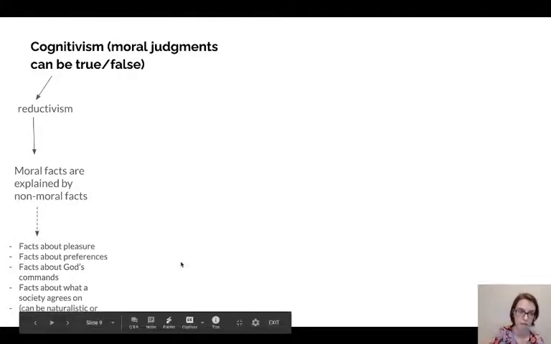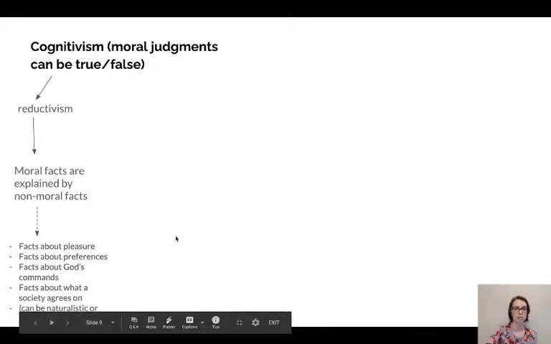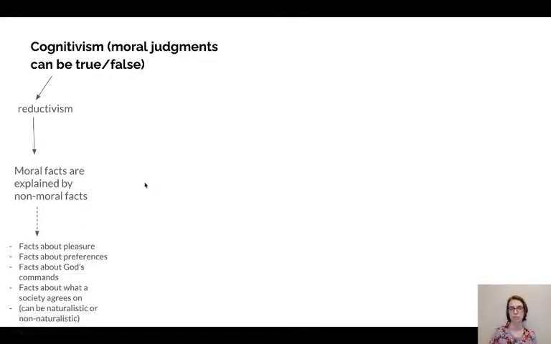So these are all different incompatible views, but notice that you could be a reductivist, a person who thinks moral facts are explained by non-moral facts, and you might be either a naturalist or a non-naturalist about these facts. So broadly speaking, if you're a non-naturalist, you think that the moral facts are explained by things that, roughly speaking, science could never discover and are not really in the same kind of inquiry as science is engaged in. So if you think that moral facts are explained by facts about God's commands, you might be a non-naturalist reductivist. If you think they're explained by facts about pleasure, that would be more of a naturalist position.